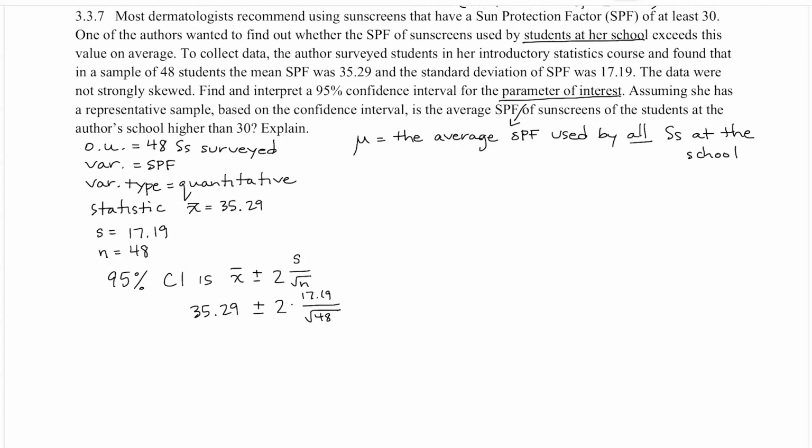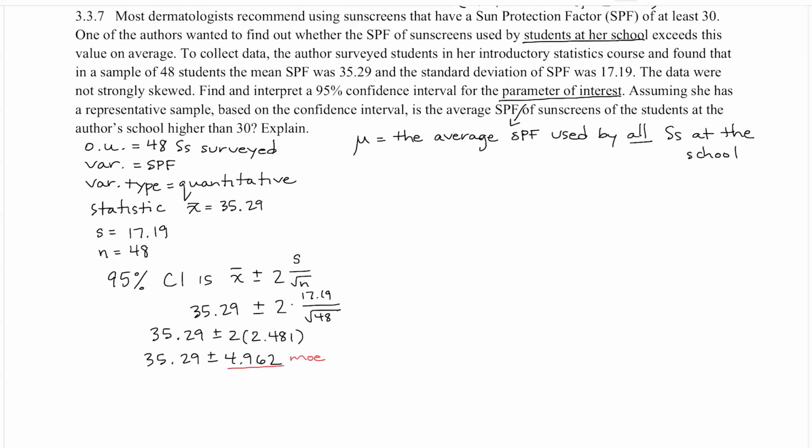That 17.19 over the square root of 48 would be the standard deviation of a null distribution if we were to create one. Again, I strongly encourage you to pause the video and do these calculations for yourself. First, the 17.19 over the square root of 48. If you put that in your calculator, you should get 2.481, and then you can multiply that by 2 in the next step, and that should give you 4.962.